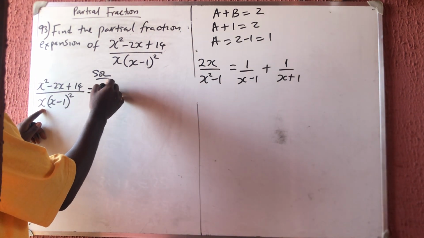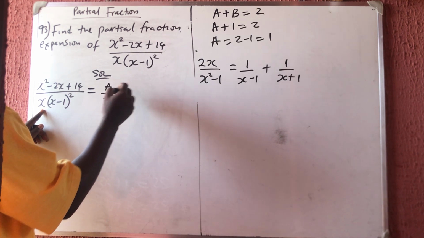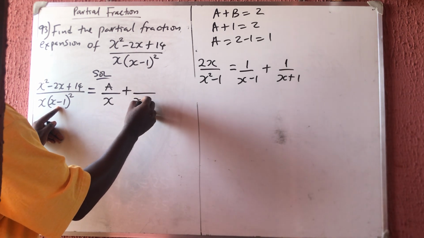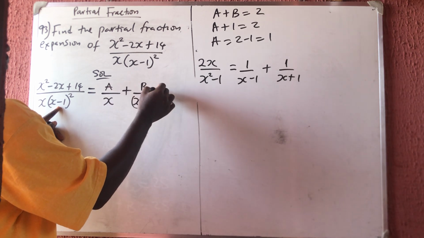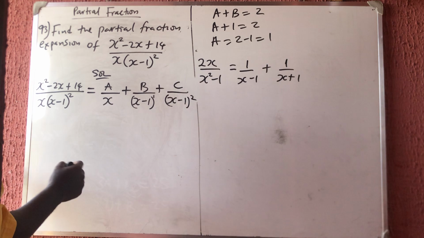So the first one we have that what? We have x here. So a will be here because this is a linear. Plus, don't forget what we do about anyone that has squared outside. Is going to be x minus 1 raised to power 1, b. We don't repeat any alphabet. Plus c over what? X minus 1 all squared. So now let's get the LCM.